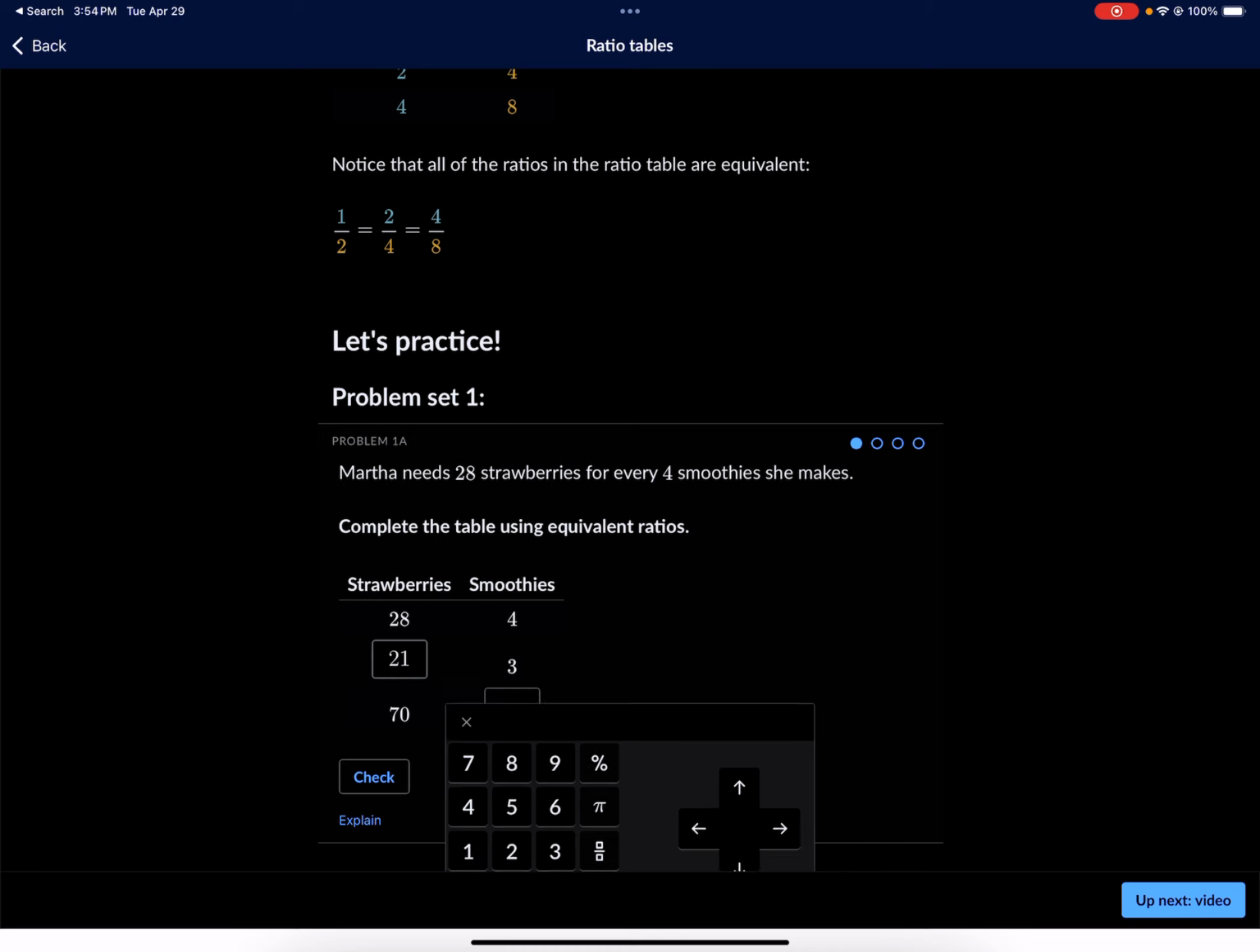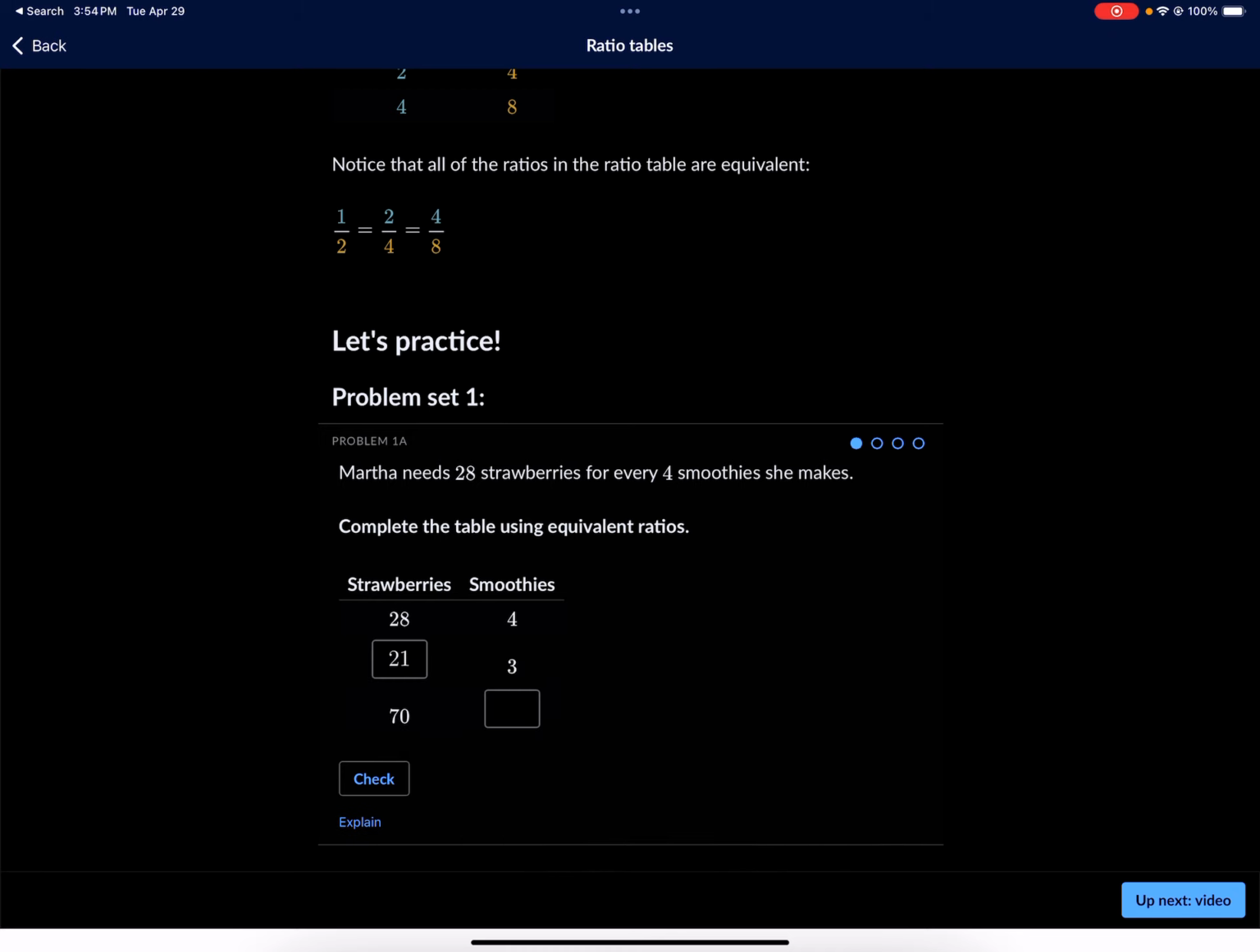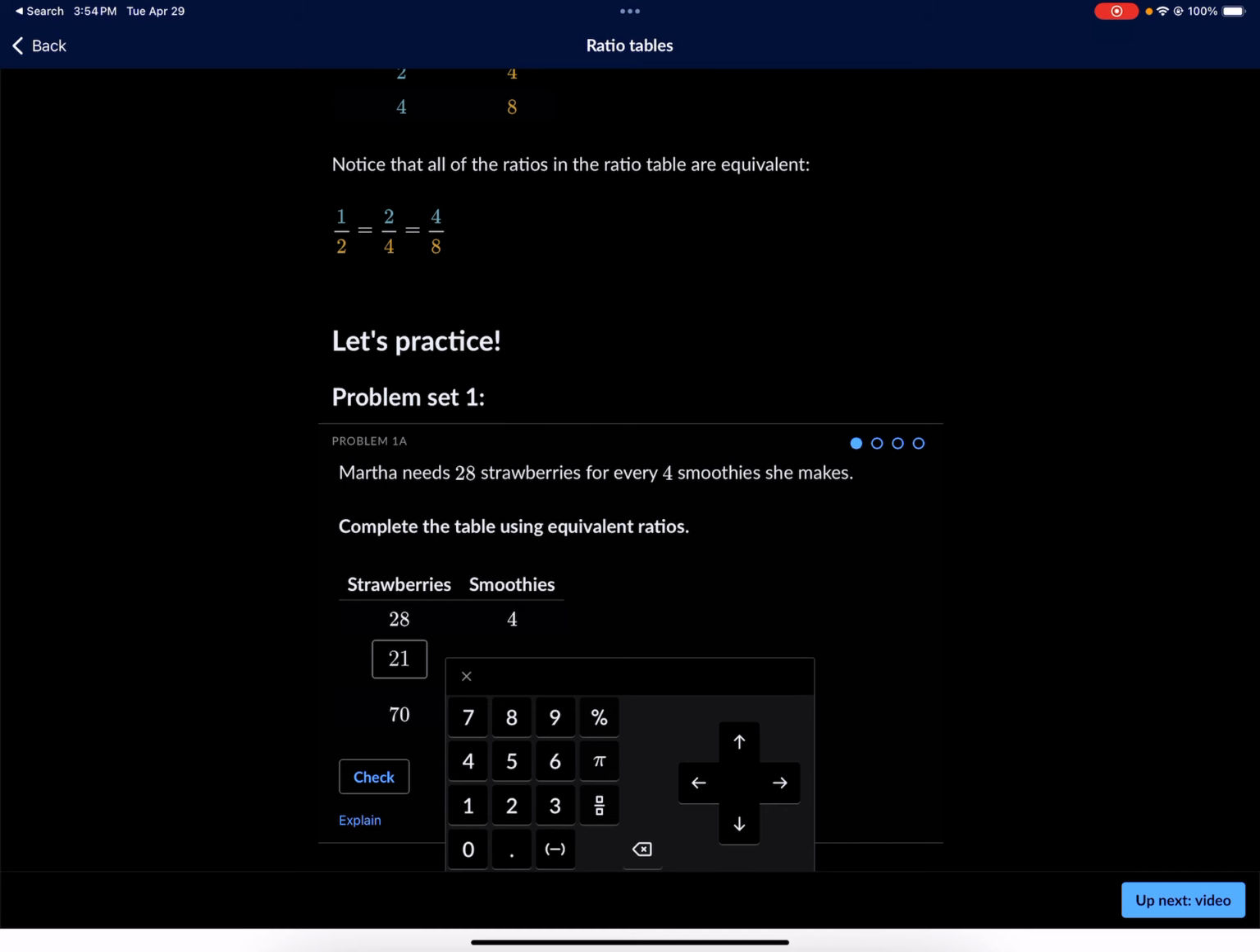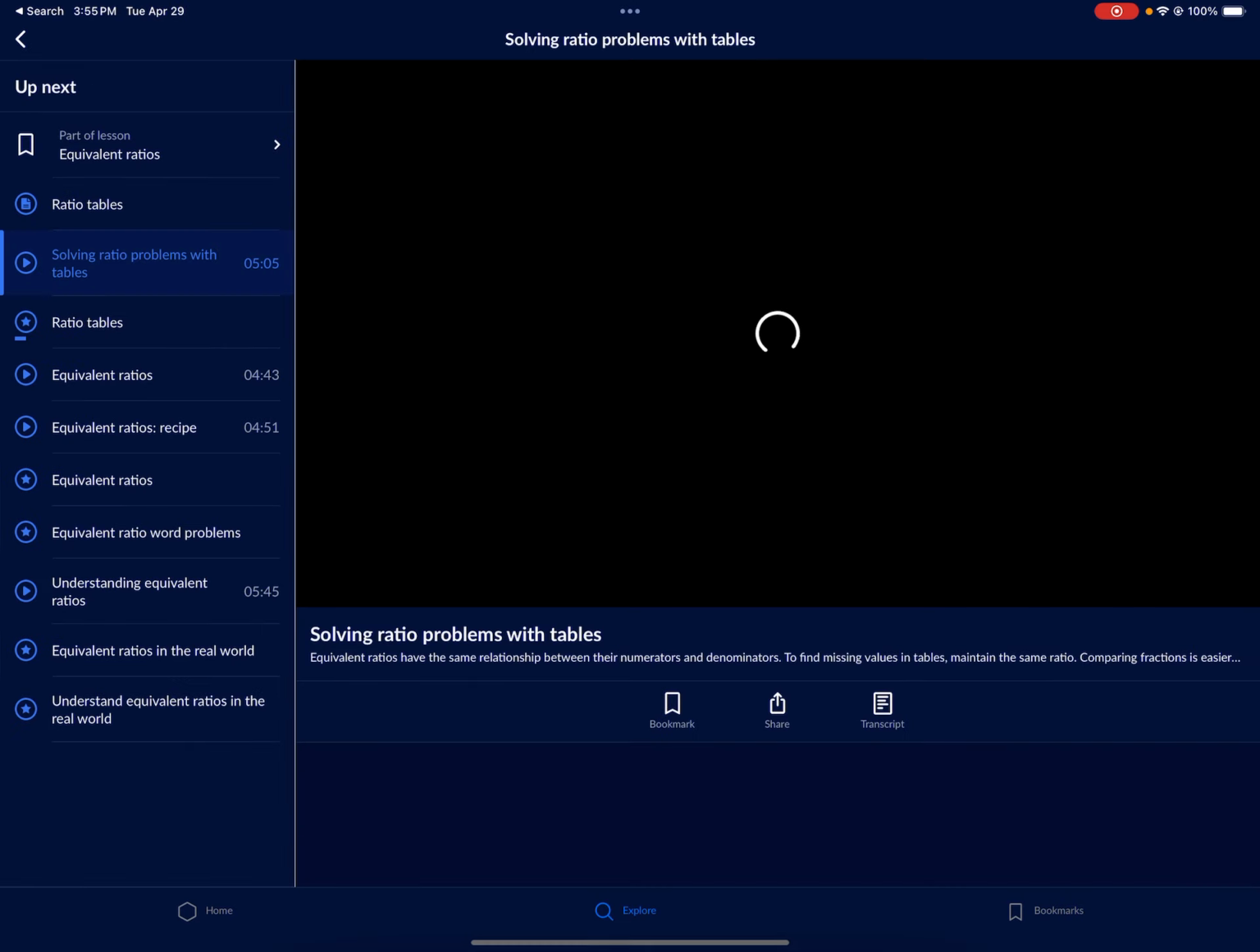21. And now we do the opposite. So we're dividing, because you remember, 28 divided by 7 is 4, and 21 divided by 7 is 3. So what's 70 divided by 7? 10. Good job.